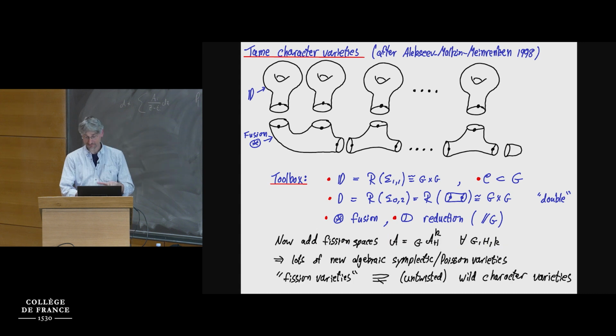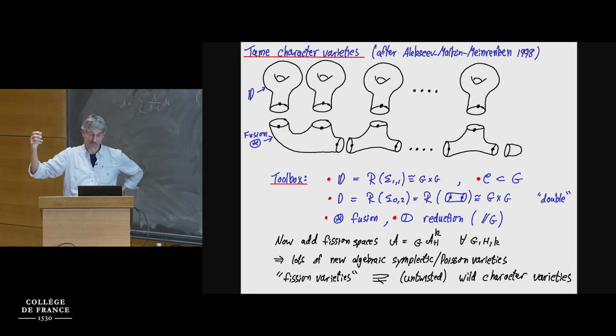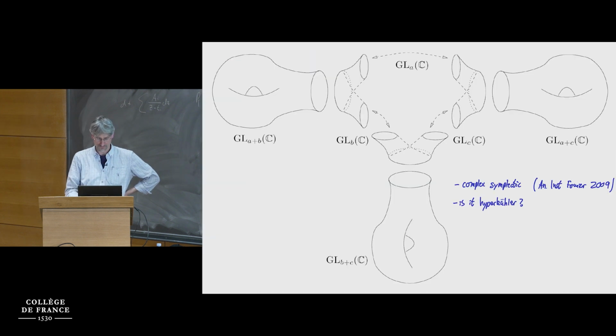So now we can just add to this toolbox. We have these fission spaces as well. So we get lots of new algebraic, symplectic, and Poisson varieties. We kind of accidentally constructed a lot more than we had planned to, because we just have these annuli with a G and an H boundary, and we can just glue them arbitrarily and have loads of different H's and G's floating around. For instance, in this 2009 paper, I drew this.